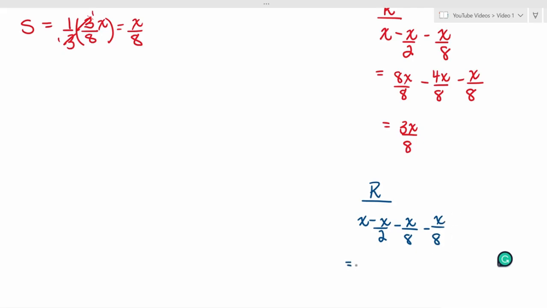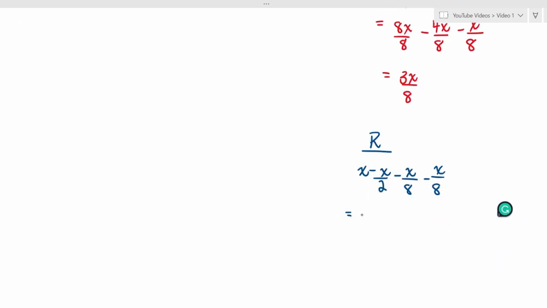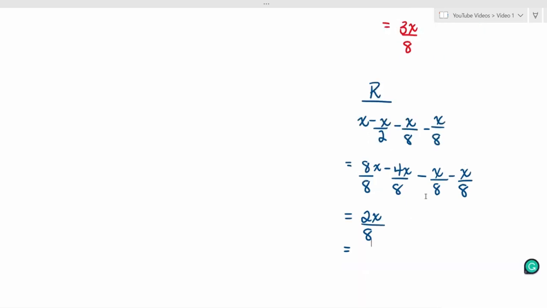Feels like there's going to be hardly anything left for us. Then we find a common denominator. So 8x over 8 minus 4x over 8 minus x over 8 minus x over 8, because the denominators are already 8. So 8 take away 4 is 4, minus 1 is 3, minus 1 is 2. So 2x over 8 is left. Or if we simplify that, because we are smart and recognize it can be simplified, this is x over 4, because this can reduce to 1 and 4.